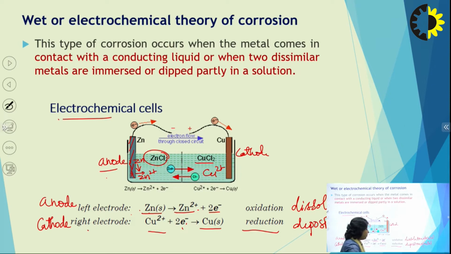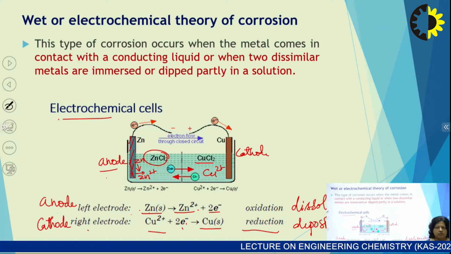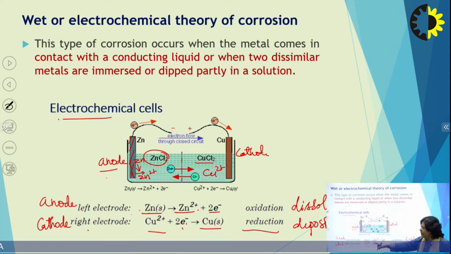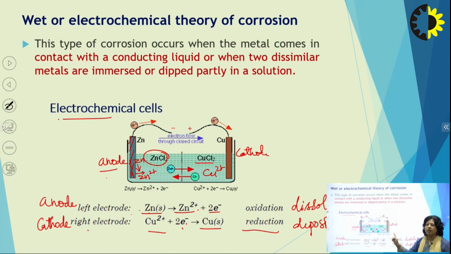When we are talking about this part, my question is where the corrosion takes place. I am repeating my question. When I am talking about anode and cathode, I am talking about zinc and copper. Can you answer where the actual corrosion takes place? Again, what is corrosion? Corrosion is deterioration of metal. What is deterioration of metal? Conversion of metal to its ion is referred to as corrosion.